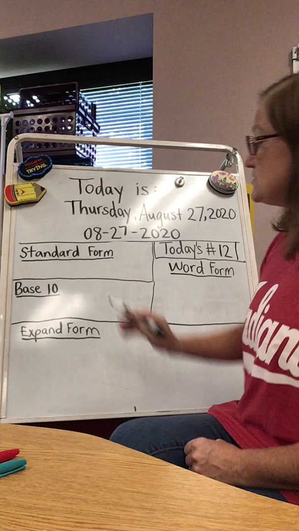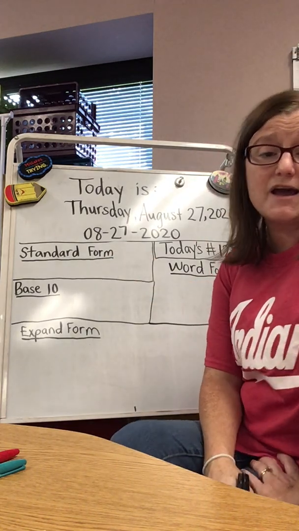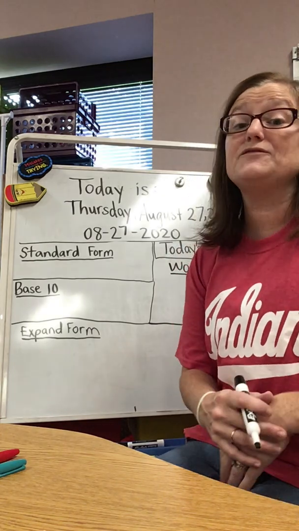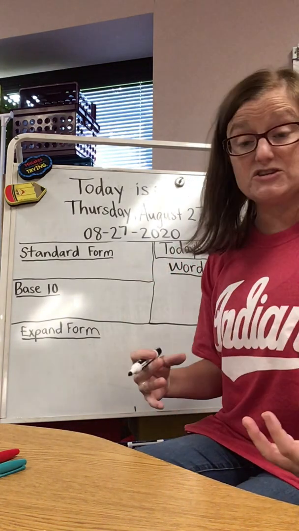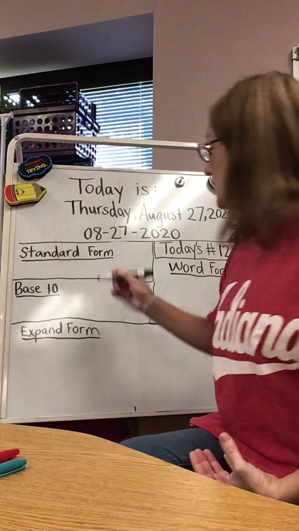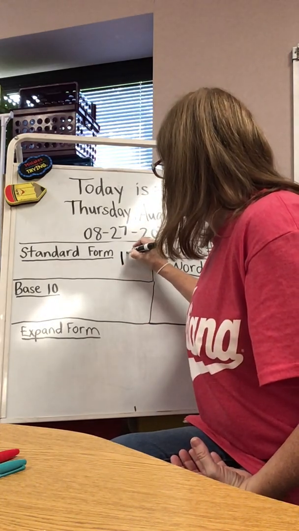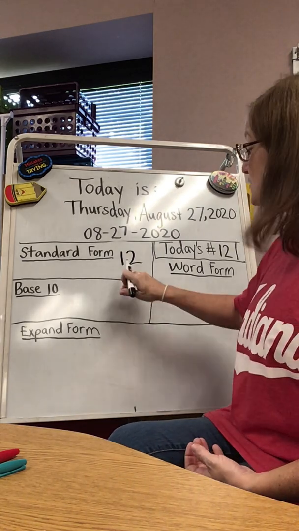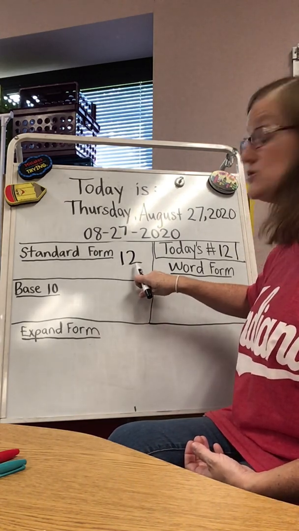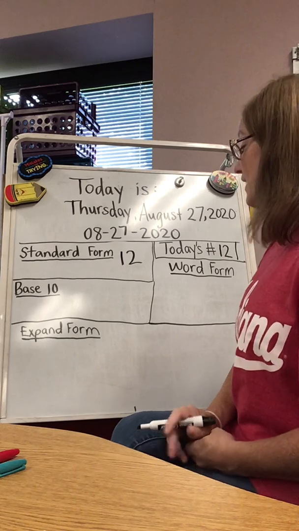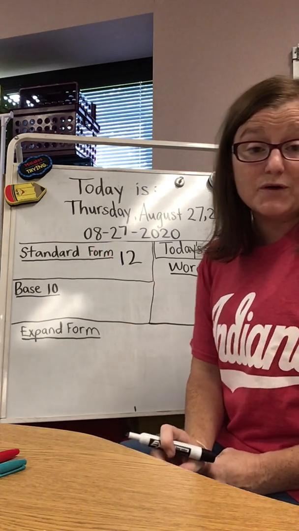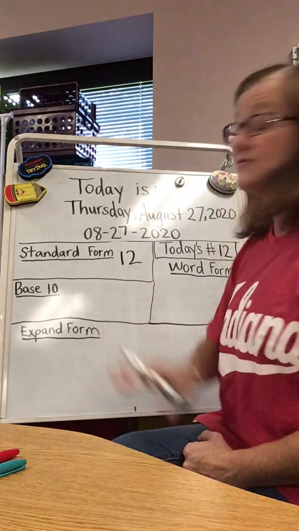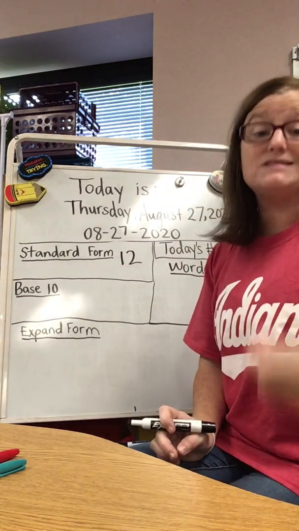All right, so the standard form, anytime I ask you to do the standard form, I'm asking for you to just give me the digits. And the digits of the standard form are 1, 2, 12. 1 and 2 make 12. There's a 1 in the tens column and a 2 in the ones column. All right, so that is standard form. Standard form is just the digits. That's how you represent the number 12 in digits.